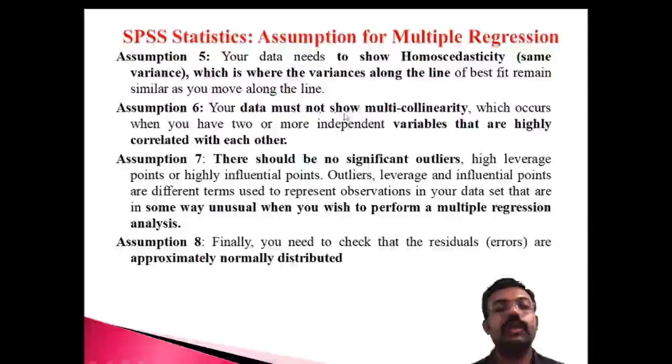And the sixth one is that the data must not show multicollinearity. The variables are highly correlated, but there must not be multicollinearity. That is the sixth assumption. You should not show multicollinearity, but the variables must be highly correlated. Okay, the seventh one is there are no significant outliers. Everything cannot happen in the same way. Some cases may be unusual when you perform the multiple regression analysis. You cannot assume everything goes in one order. It may sometimes happen unusually.